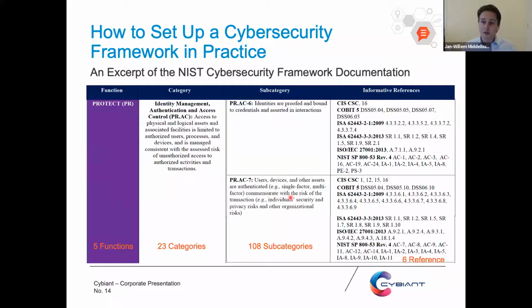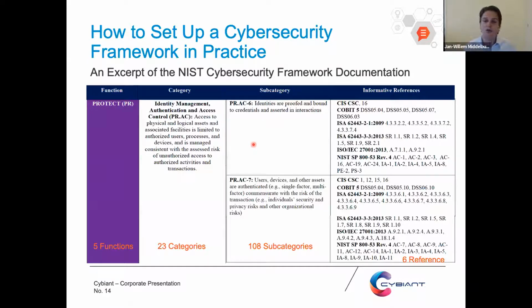So you see that from very high level, from the function point of view, towards each subcategory, it becomes really practical. So each of these subcategories basically asserts a number of key controls that any organization needs to have under control. And this is something that you can measure on a daily basis.